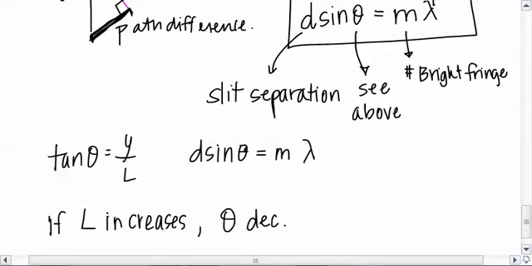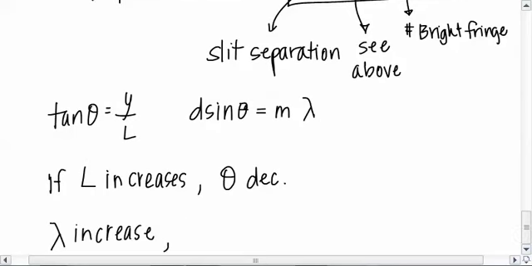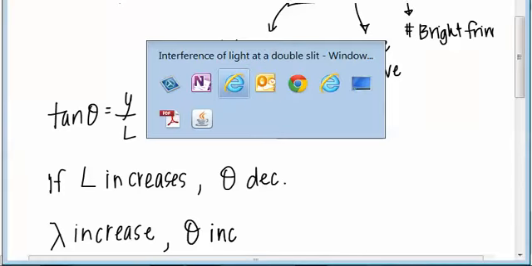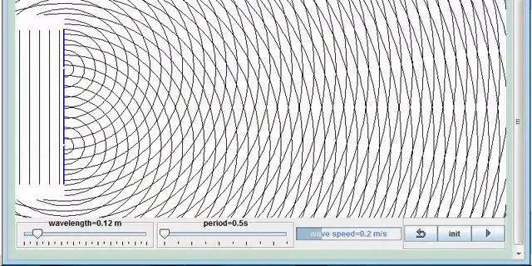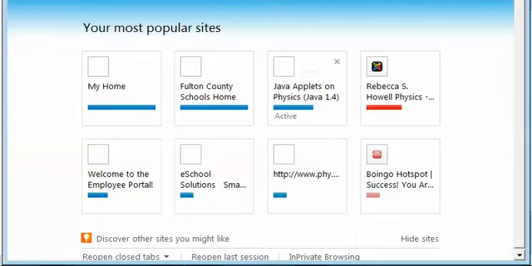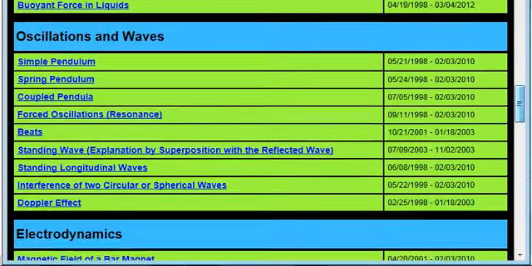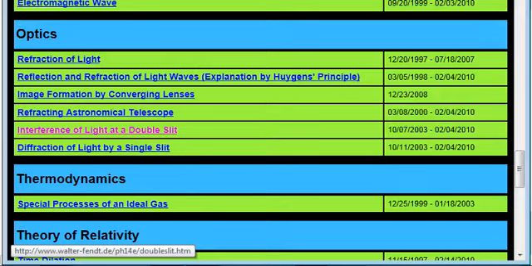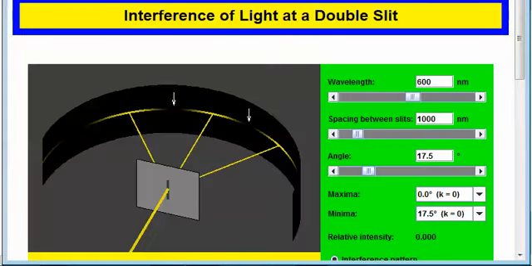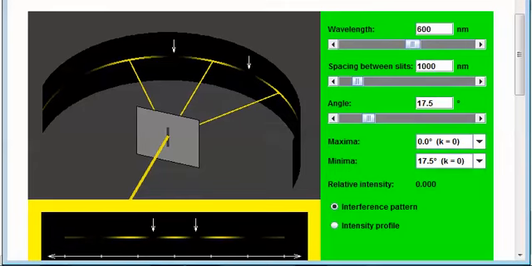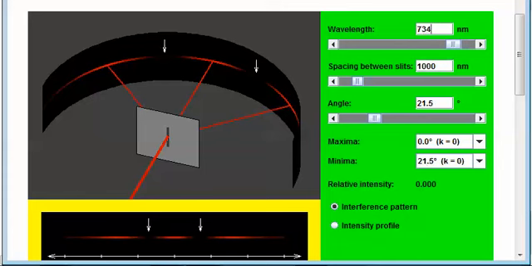what's going to happen to theta if we increase lambda? It's going to increase. It increases. See if, nope, it's not ready to play with me yet. What did I change? We changed the wavelength. We increased the wavelength. What's happening to y as we increase the wavelength?